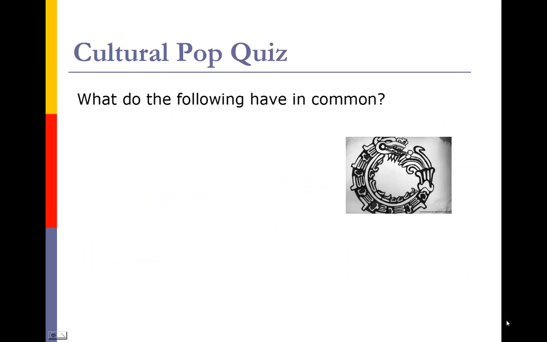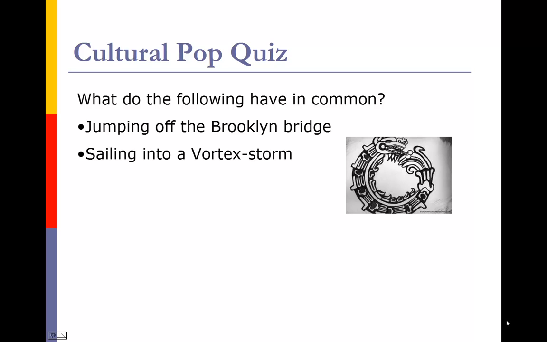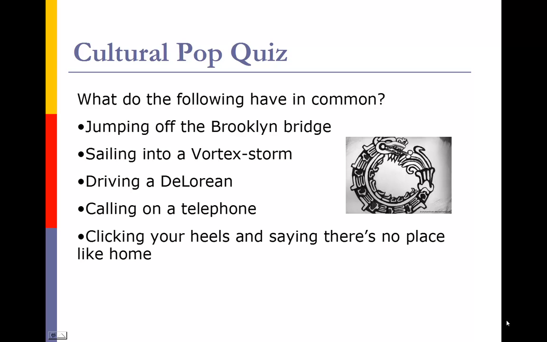All right, before we begin this stuff, just going to have a little bit of fun. Got a cultural pop quiz for you. If you know your movies, you should be able to figure this one out. What do the following have in common? Jumping off the Brooklyn Bridge, sailing into a vortex storm, driving a DeLorean, calling on a telephone, or clicking your heels and saying there's no place like home. If you know your movies, all of those things will get you back home, back to where you need to go. Those are all movies, so a little side thing: try and figure out what all those movies are coming from.